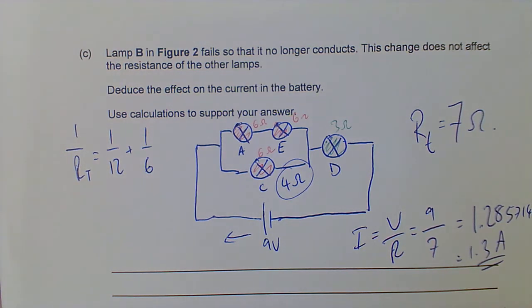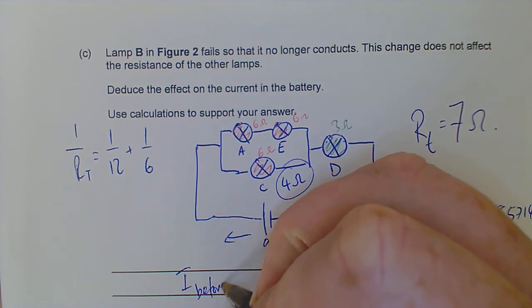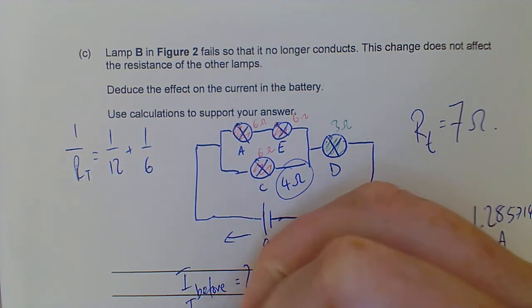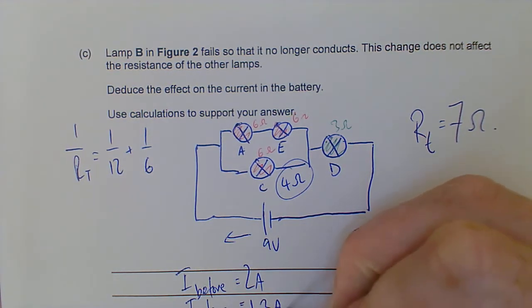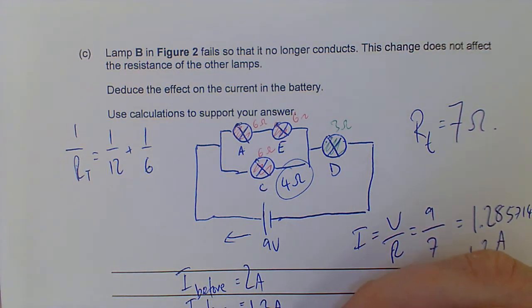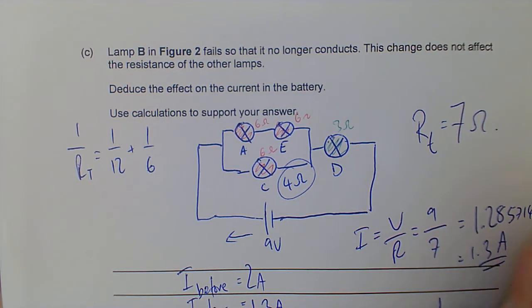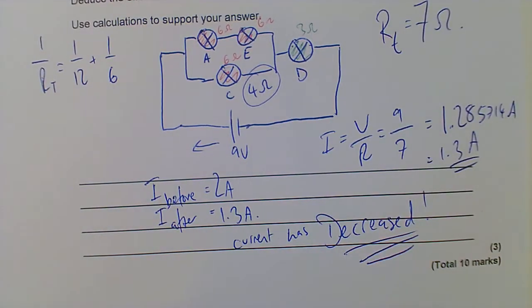So did the current go up or did the current go down? I before equals 2 amps. I after equals 1.3. It's because it's gone in series with one bulb only there. So therefore the current has decreased. So current has decreased, right?